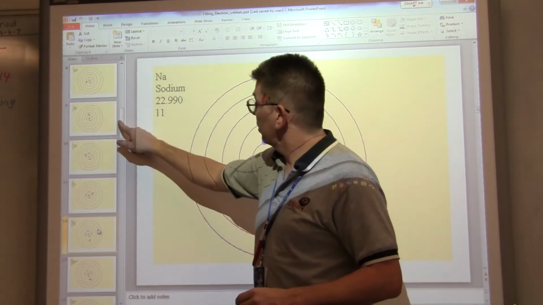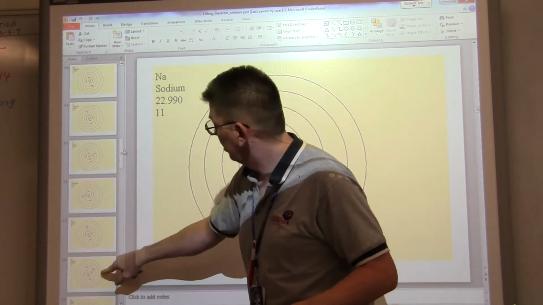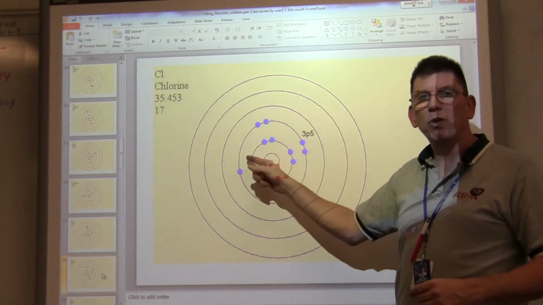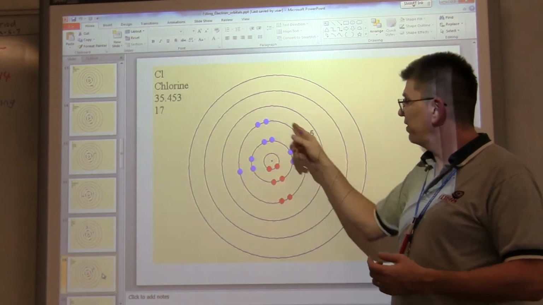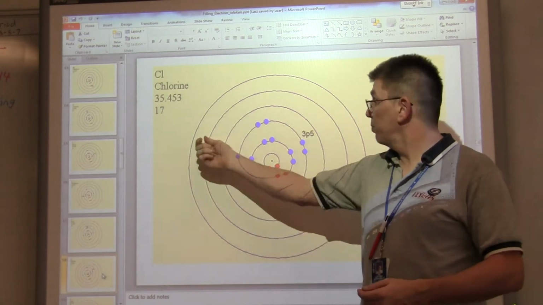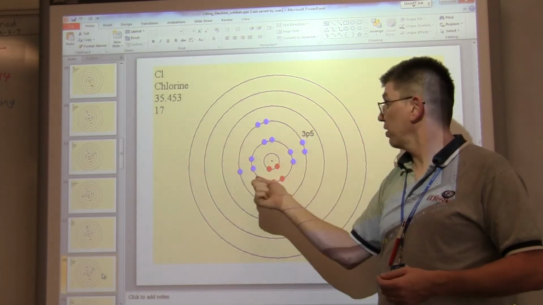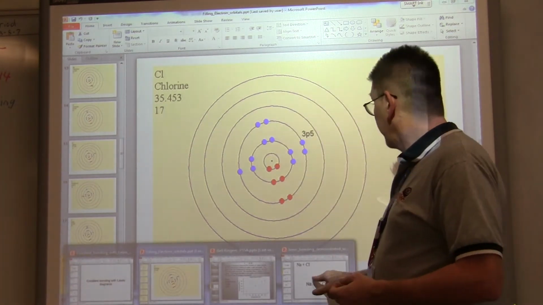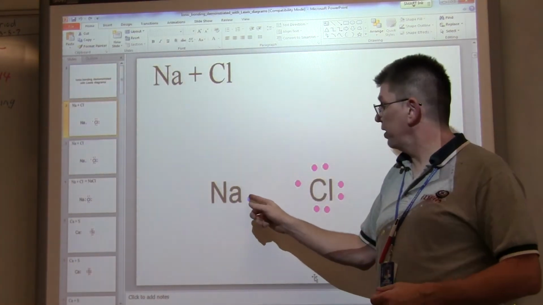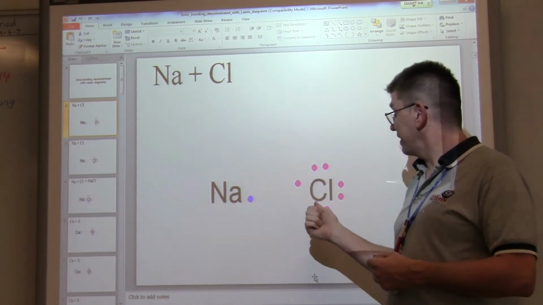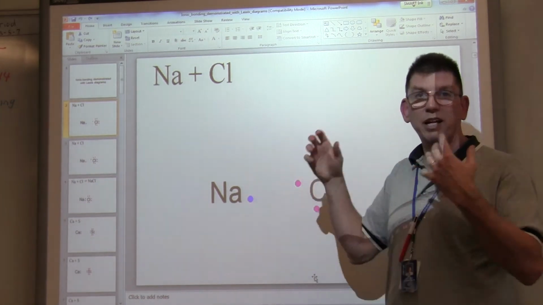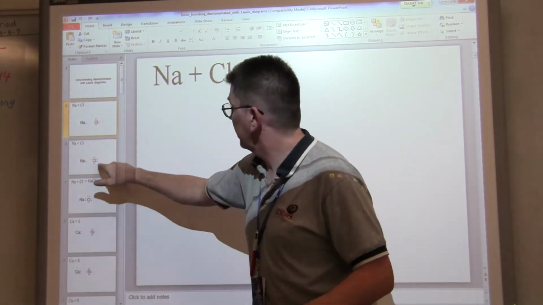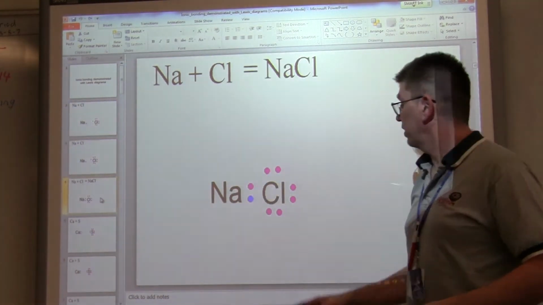On the other hand, chlorine over here has 7. It needs 1 more to complete it. To get rid of these 7 is very unlikely. It's more likely it can trap another electron or get another electron to go there. So, with that in mind, we're going to look here. This sodium gives that electron away. It's stable. Chlorine gets the electron. It's stable. So that's basically what happens. The sodium and the chlorine come together.